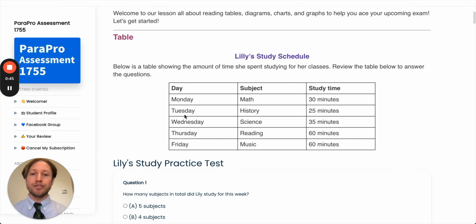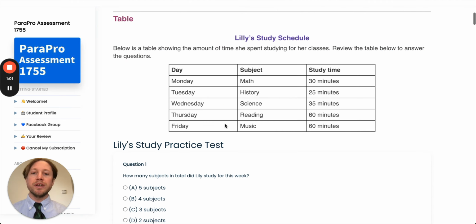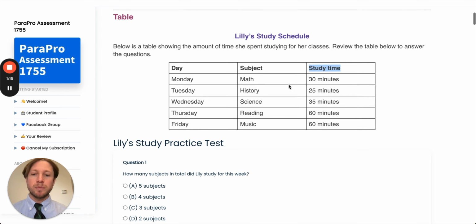As you can see on your screen right here, looks like we have Lily's study schedule. Down below that, we've got some context, so let's read that together. Below is a table showing the amount of time she spent studying for her classes. Review the table below to answer the questions. Now, what we can see is we have a table with 3 columns, and looks like 6 rows. We have Monday through Friday plus the top row giving us the heading. We've got the day, the subject, and the amount of time that Lily spent studying.